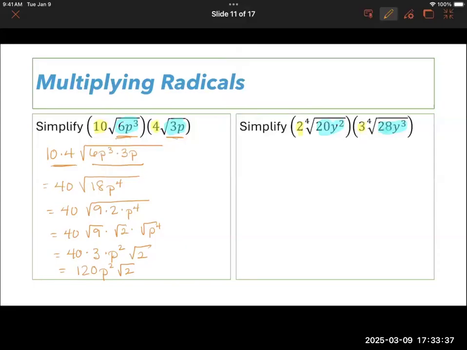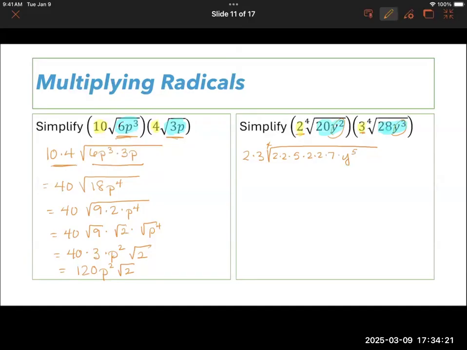So one of the things you can do if numbers start to get a little bit bigger is you can take your 2 times 3, okay, take those two, but then inside of your radical, instead of writing the product of 20 times 28, actually break down the 20 and the 28 into prime factors. So for 20, we would have a 2 times 2 times 5. For 28, we would have a 2 times 2 times 7. And then we would have the y squared times the y cubed, which means adding exponents, and we'd have y to the 5th.